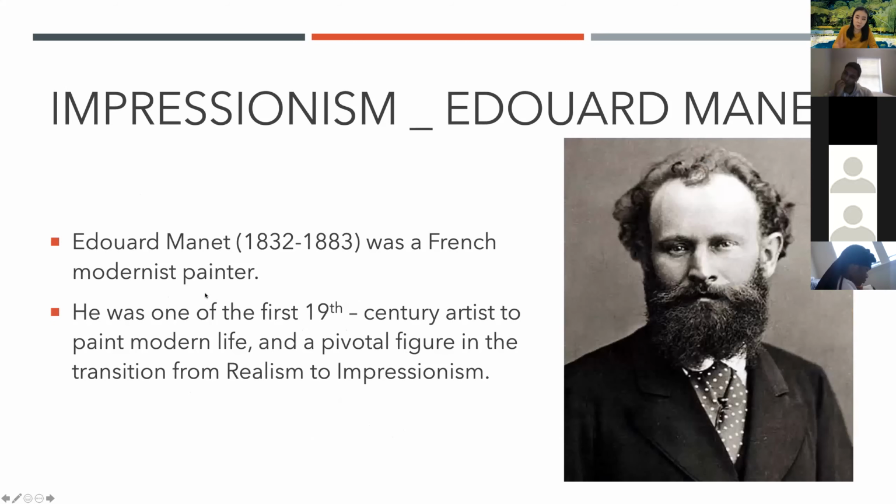So we're going to see 3 Impressionist artists, and this is the first Impressionist artist, Edouard Manet. He was a French modernist painter, and he was one of the first 19th century artists to paint modern life and a pivotal figure in the transition from realism to Impressionism.